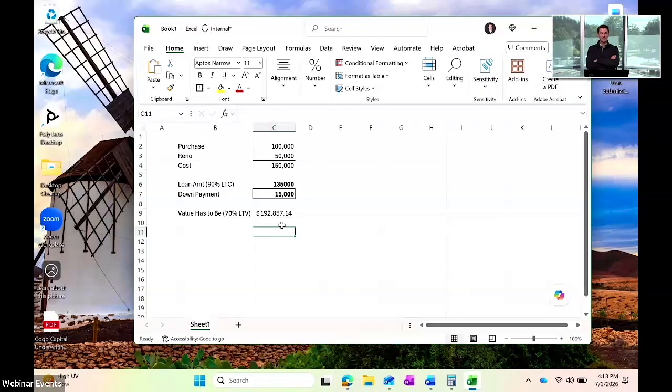Get familiar with them, and that is probably the number one way we look at risk as a lender is we think about loan to cost. What is our loan amount relative to cost, and loan to value? What is our loan amount relative to value? Okay, let's move on to another question.